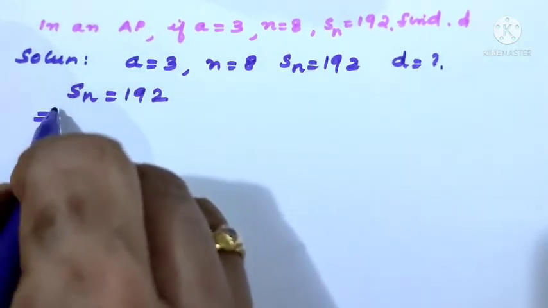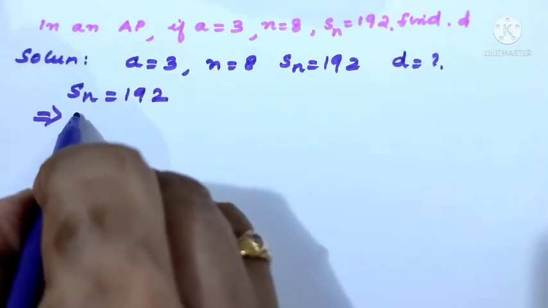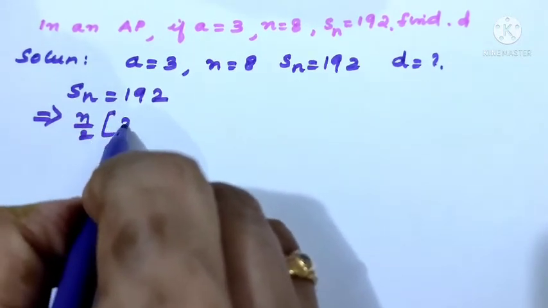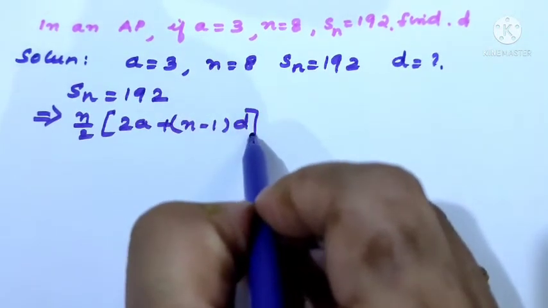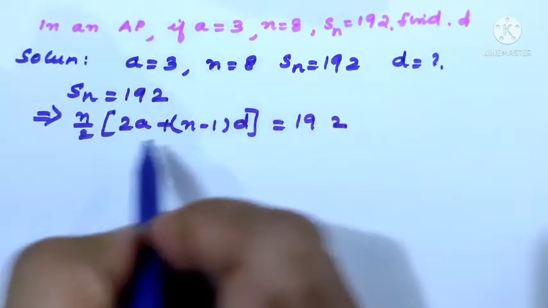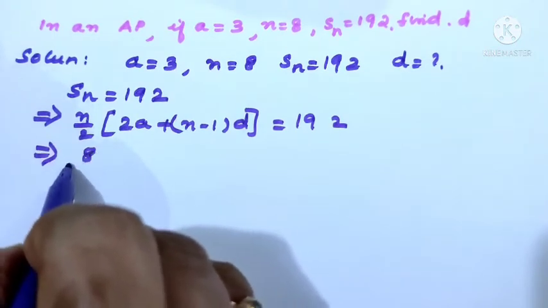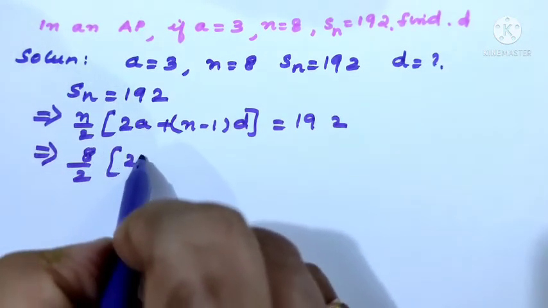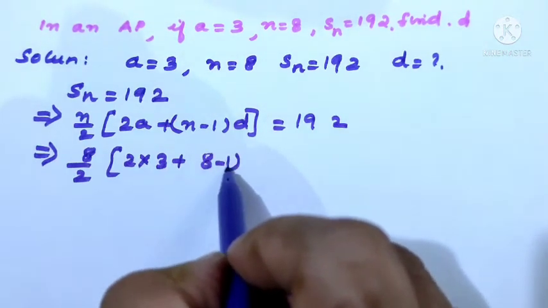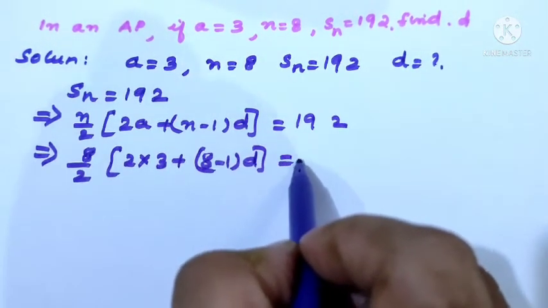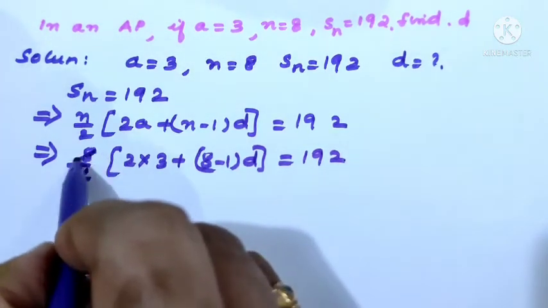So we must write the formula where a and d are there in the Sn. So n by 2 bracket 2a plus n minus 1 into d equal to 192. n is 8. 2 into 3 plus n is 8, so 8 minus 1 into d equal to 192. So here 4.